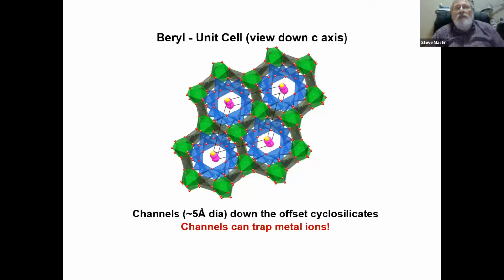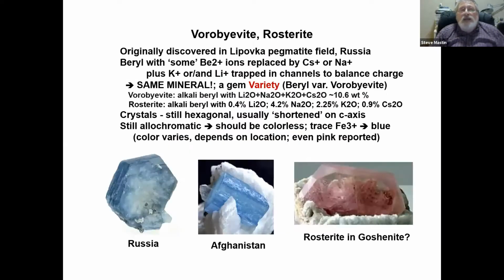Now I'm getting back to the unit cell here. I'm almost done. And as I said, this is the structure. It's got channels down the middle, and those channels can trap metal ions. And so here we have a very strange variety of beryl. It was discovered in a pegmatite in Russia. And so the Russians said, aha, a new mineral. And they called it vorobayavite, God forbid.